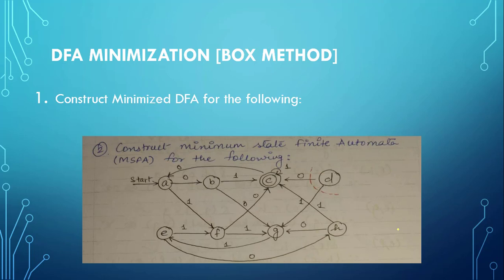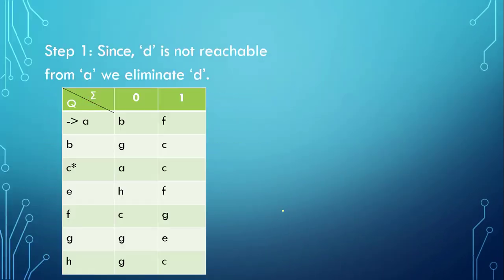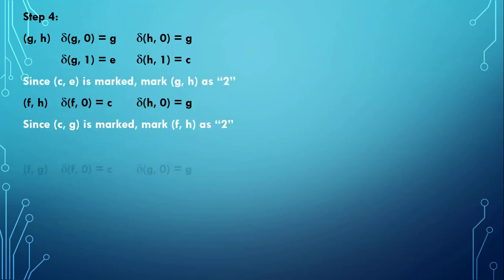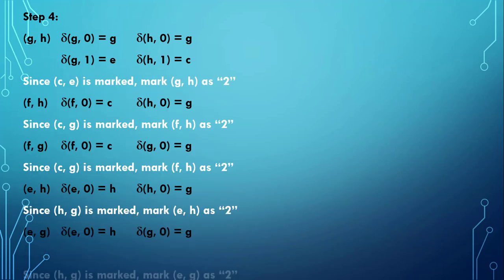So here as you can observe that D is unreachable from start state since there are only outgoing transitions here. So we will eliminate D since D is not reachable from A. So for step 2 and 3 we will take the next slide itself, and there only I will draw the box table. So we'll just go on marking 2 wherever it is possible.